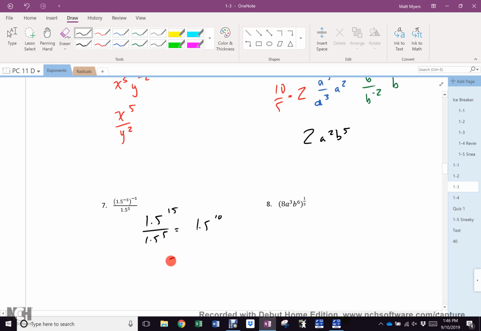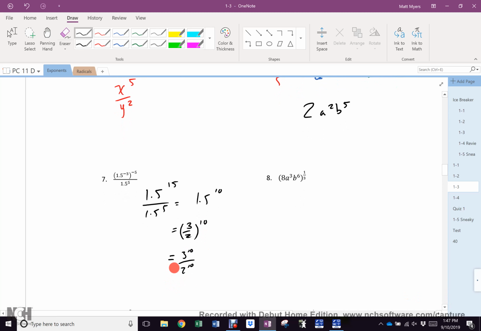Could I go further? I could. I could do a lot of stuff with this. Is this okay? Is 1.5 3 over 2? Yes. Okay. Is this okay? 3 to the 10th over 2 to the 10th. Is that okay? Is actually evaluating this crazy big number okay? Hitting 3 exponent 10. That's a big old number, right? I can't do that in my head.